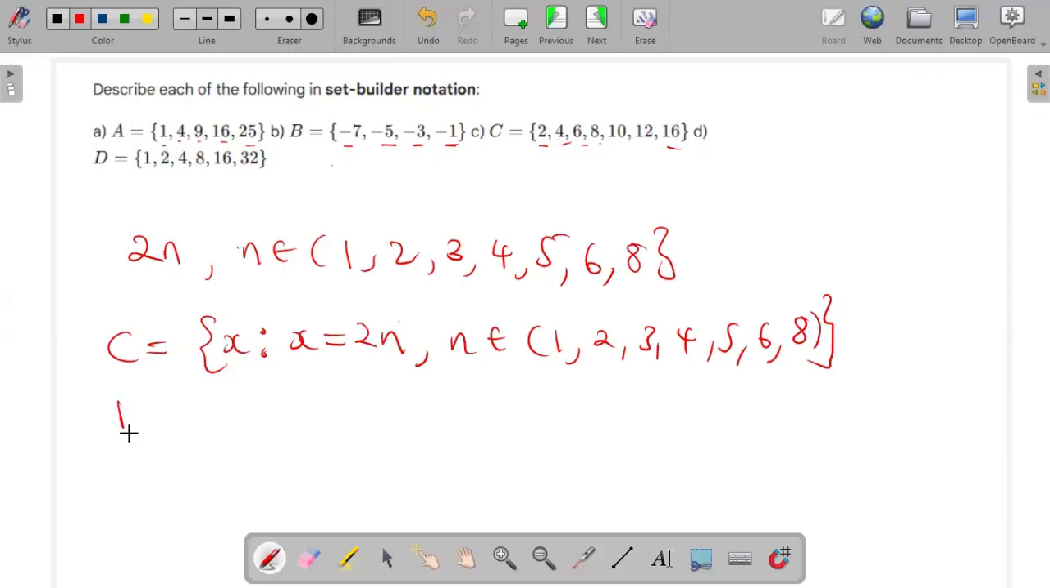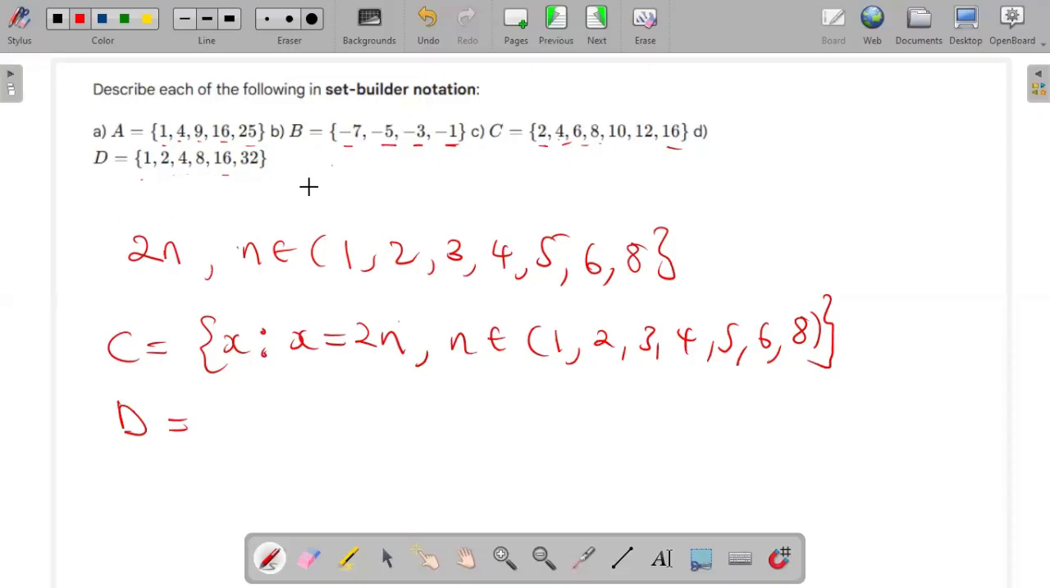Last one, but not the least, of course. When we look at this one, we have 1, 2, 4, 8, 16, and 32. How are they coming up with these numbers? So when you look at them, 2 can divide into all these numbers.